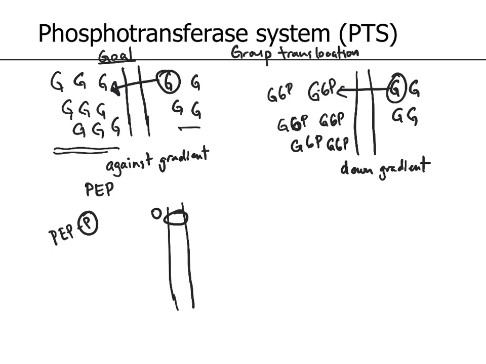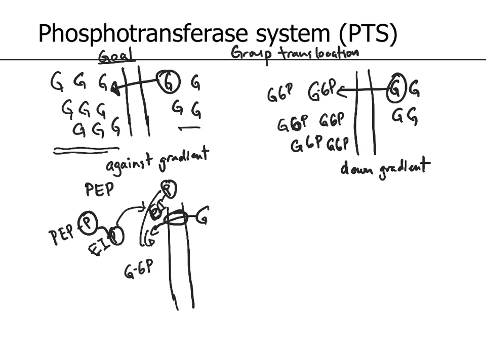PEP is going to pass this phosphate to enzyme 1, and this one now has the phosphate, and that one is going to pass the phosphate down here. So this is enzyme 2, and now this will have the phosphate. So it's this whole process. And then as the glucose comes in through here, this passes the phosphate to the glucose. And so this ends up as G6P on the inside.